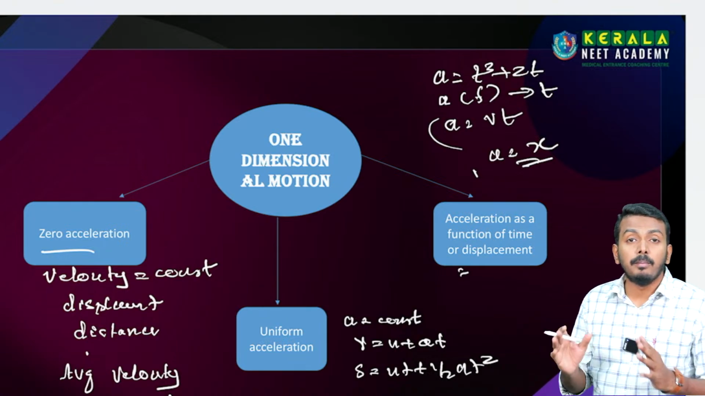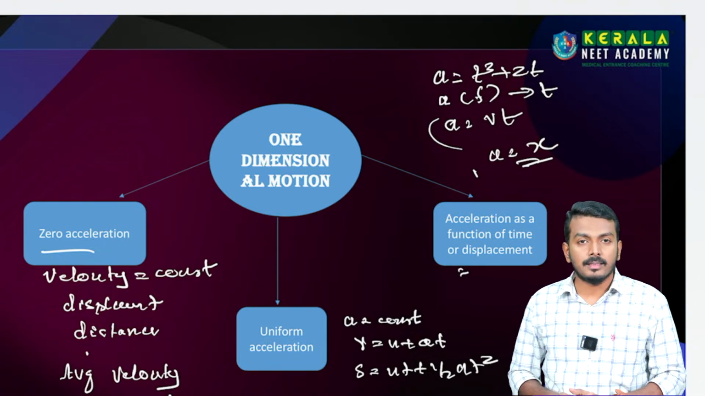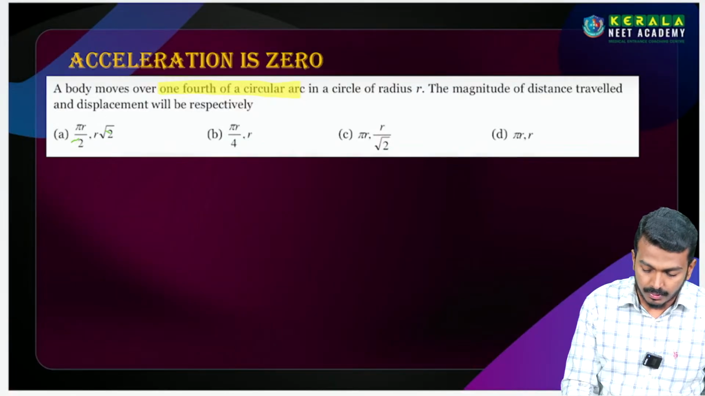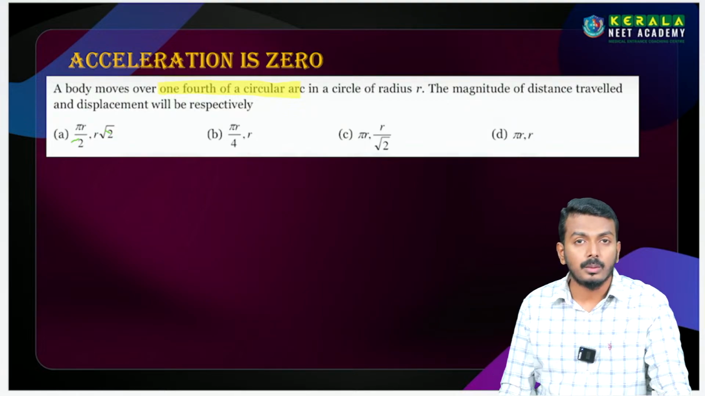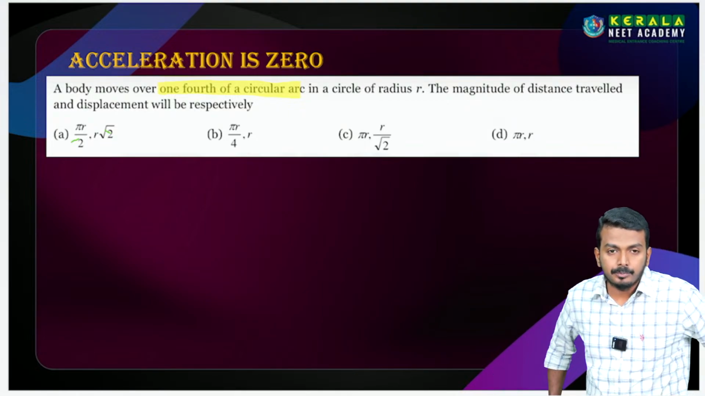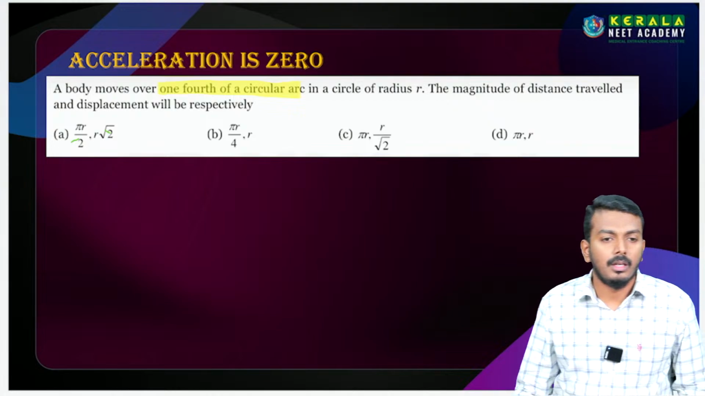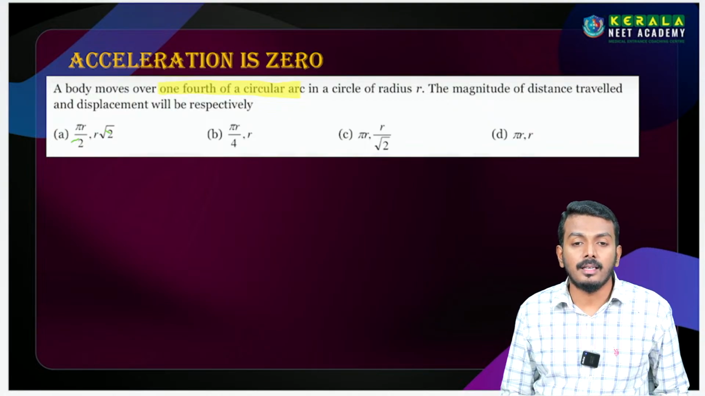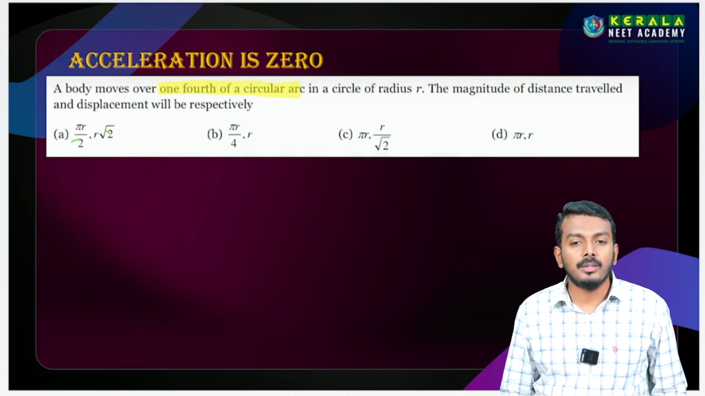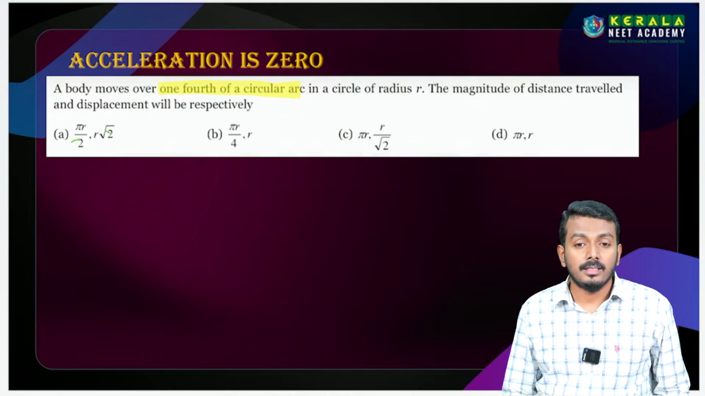First category is completely based on zero acceleration type. What is the first question? Zero acceleration type question. Read the first question: a body moves over 1/4 of its circular arc in a circle with radius r. Magnitude of distance traveled and displacement will be respectively.